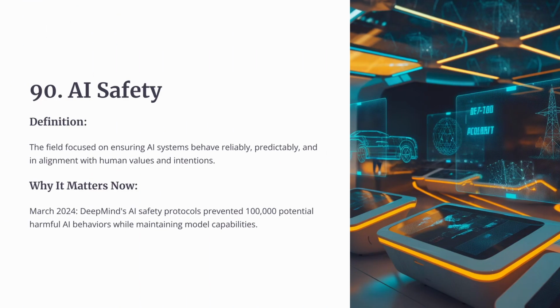AI safety is the field focused on ensuring AI systems behave reliably, predictably, and in alignment with human values and intentions. Imagine having a super powerful tool with multiple safety locks built in. DeepMind's protocols are like having an incredibly sophisticated safety system that prevents accidents before they can happen, while still letting the AI do its job effectively.